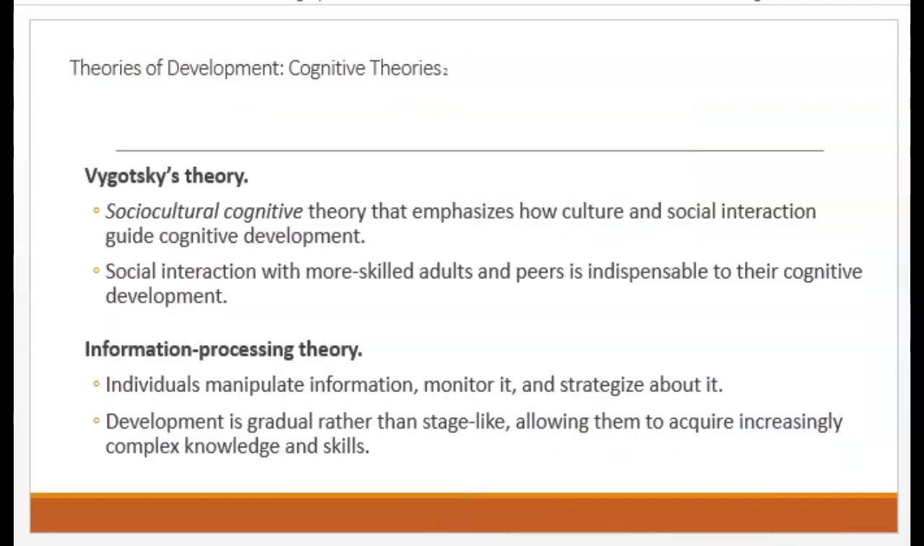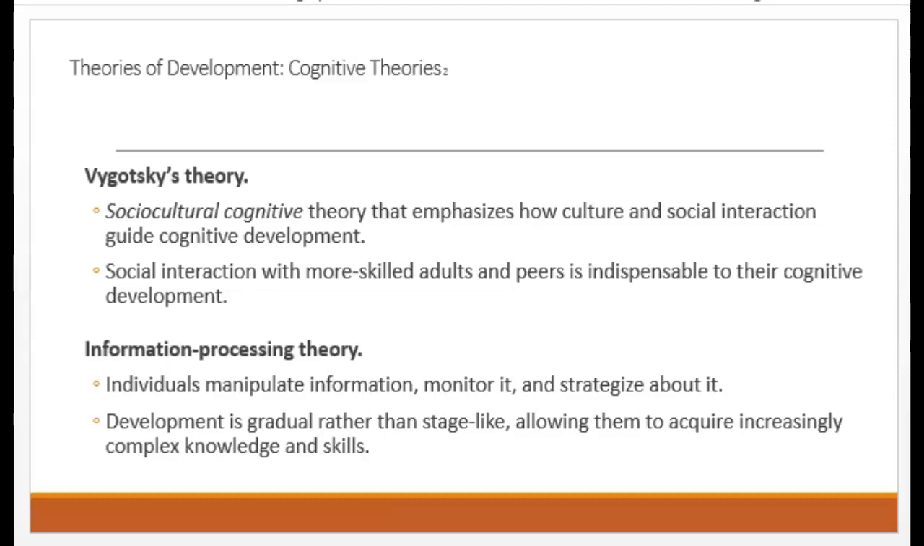The other 2 major cognitive theories are Vygotsky's social-cultural theory and the information processing theory. Vygotsky's theory emphasizes the importance of culture and social interaction and how those guide our perceptions and thought patterns. Interacting with parents and older siblings helps a child to develop their cognitive skills. There aren't distinct stages to this process. It's a gradual change.